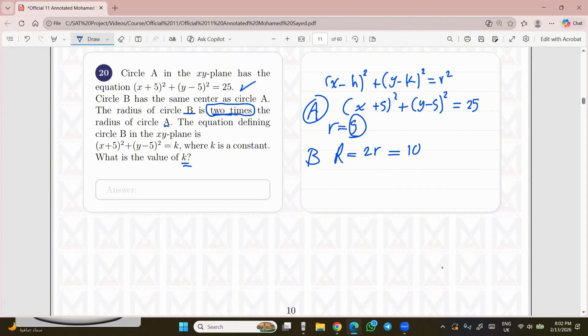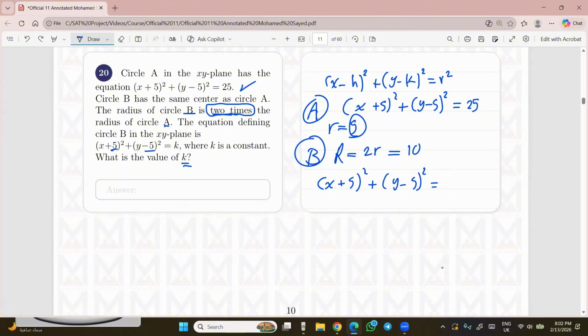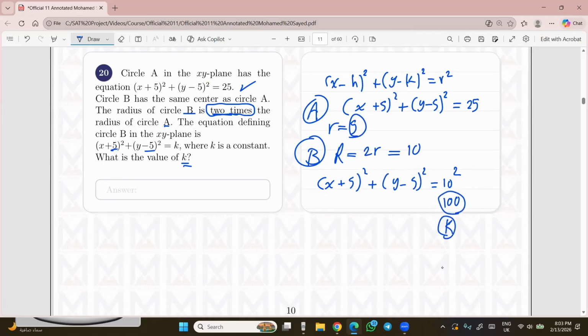If you want to write the equation of circle B, you write x minus h. The question says that the center is the same. So x plus 5, y minus 5, they are the same: x plus 5 squared, y minus 5 squared. But the problem comes here. The radius squared should be r squared, right? But instead of r, we write 10. So 10 squared, and 10 squared is equal to 100. And it's mentioned as k. So k is equal to 100.